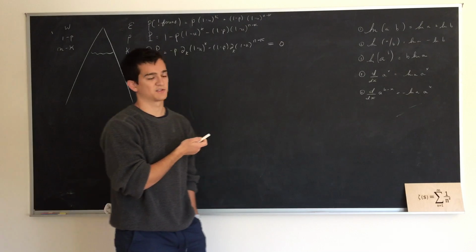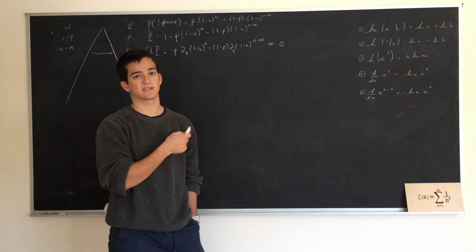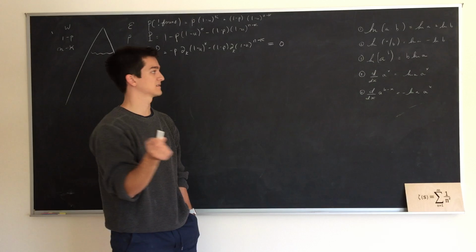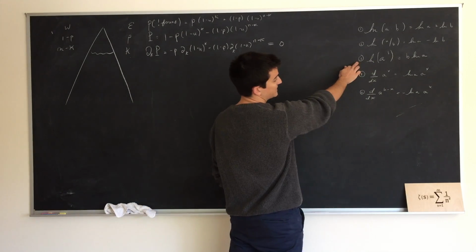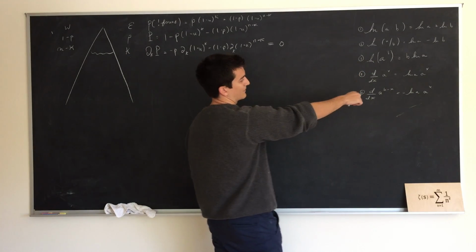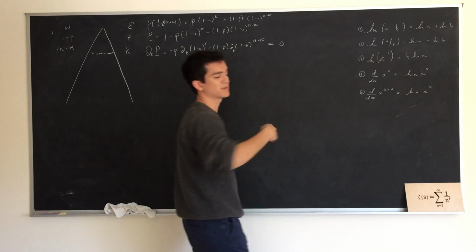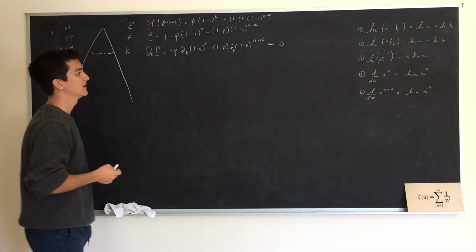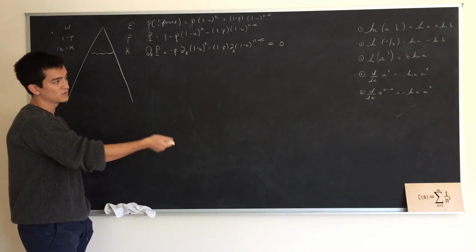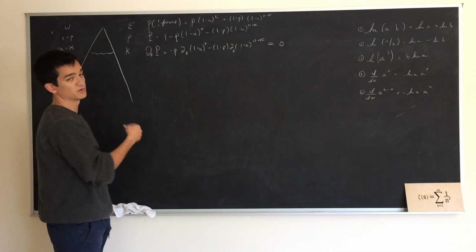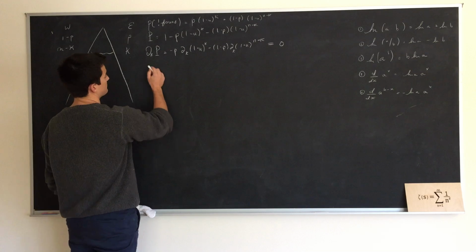The proof for that is just setting a to the x equal to e to the natural log of a to the x, where we invoke rule number 3 here, which is the natural log of a to the something is that something times the natural log of a. So we're going to use those rules to continue reducing this equation.